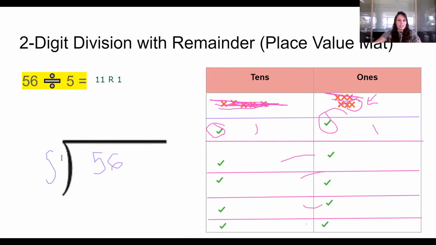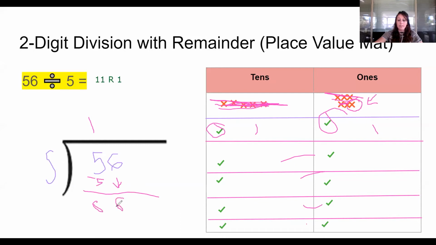Now let's do it using the standard algorithm real quick. So we have 5 into 5. How many times does that go in? It goes in 1 time, right? So we're going to put a 1. 1 times 5 is 5. So then we got to subtract, which equals 0. And then we bring down our 6.